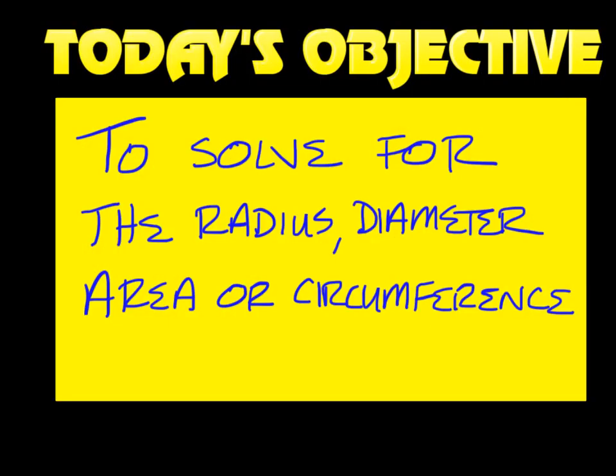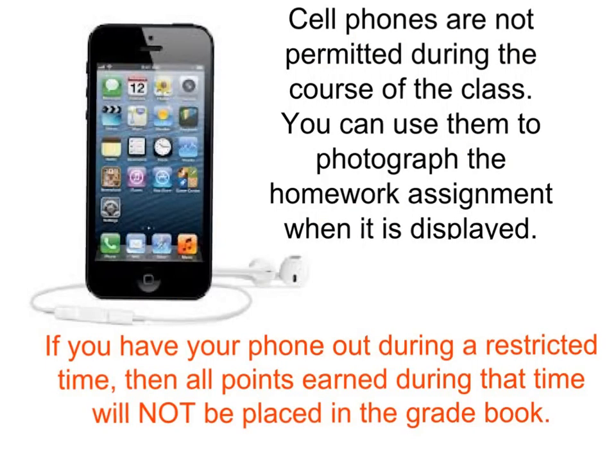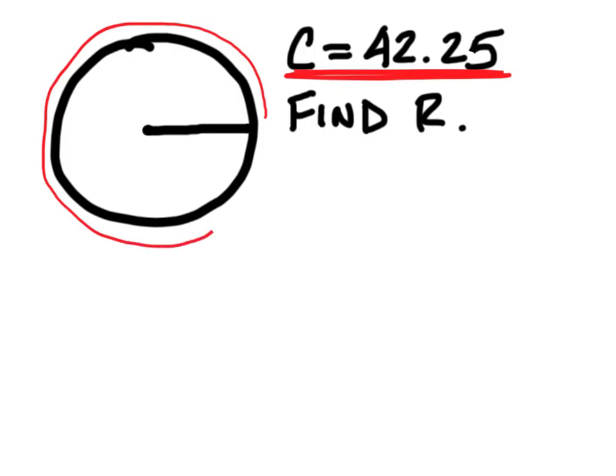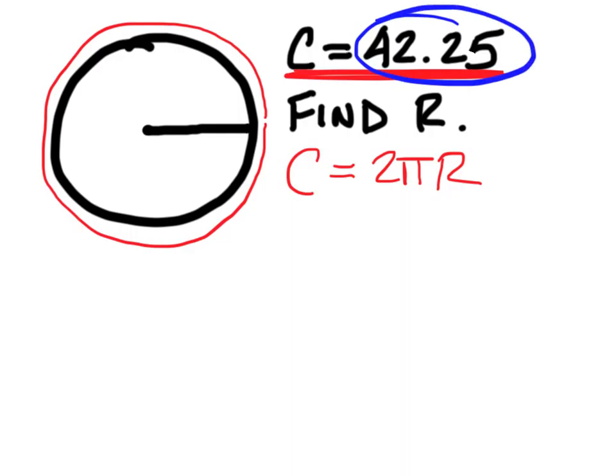To solve for the radius, diameter, area, and circumference of a circle. Here's a circle, and you're given the circumference, 42.25. The circumference is the distance around a circle one time. The formula for circumference is C equals 2 pi r. What we have to do is solve for r. In order to do that, we have to plug in the 42.25 where you see a C.